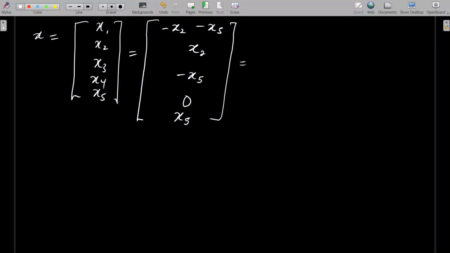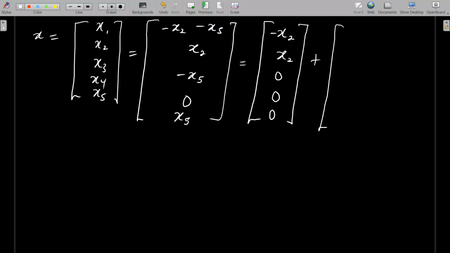Let me try to split this into only values in terms of x2 and then values in terms of x5. So in the first part, we have negative x2 here, x2 here, and then we have no x2 in terms of the x3 part or the third row, no x2 here. And then plus, I have negative x5, 0 here, negative x5, because there's no x5 in the second component or in the second row, right? Negative x5, and then the other one is 0 and then x5.